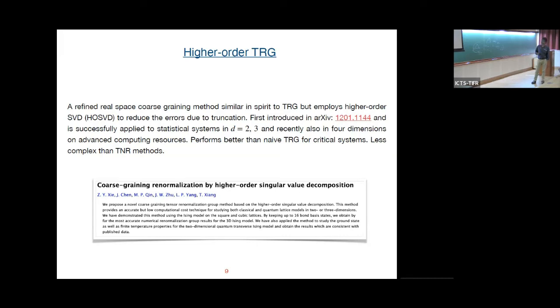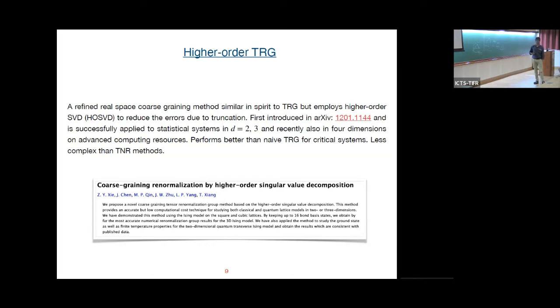Now, this method is simpler than the TNR methods, which were proposed to deal with critical systems, because in TNR the complexity is much higher than what we have in this.